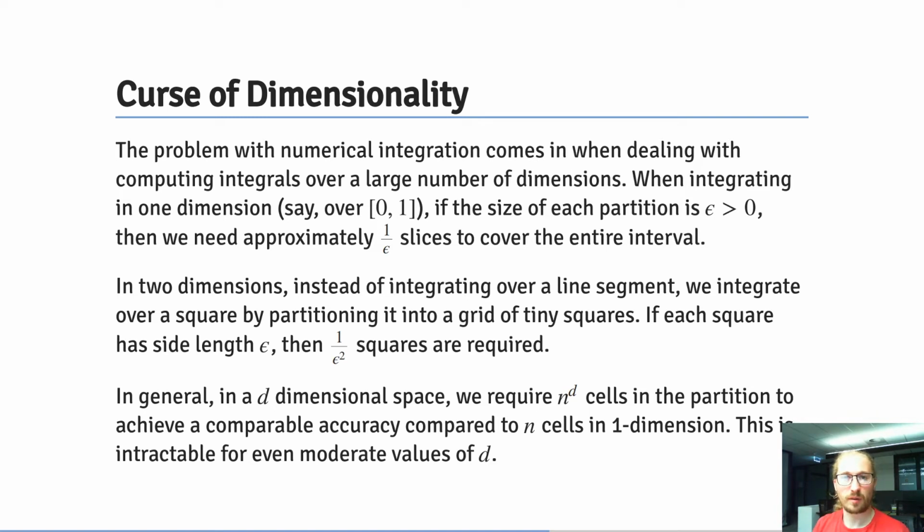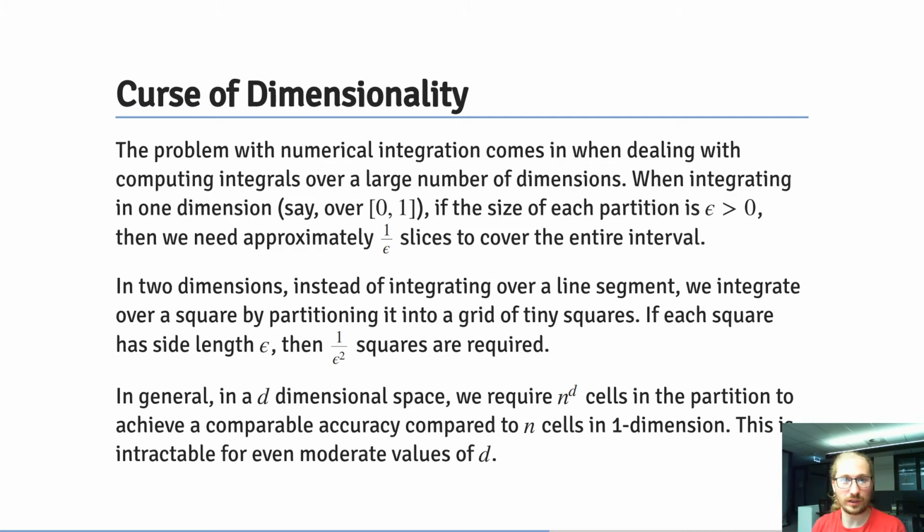Now, consider the same problem, but in 2 dimensions. Imagine our function is like a surface, and we're trying to integrate over a little patch, a little rectangle underneath that surface. If we can't do it analytically, we have to partition that grid into little tiny squares, much like we take the interval and break it into little chunks. Now the issue is that if each square has side length epsilon, then I'm going to need 1 on epsilon squared many little tiles to cover this entire grid. And so suddenly this has gone from a linear time problem to a quadratic time problem.